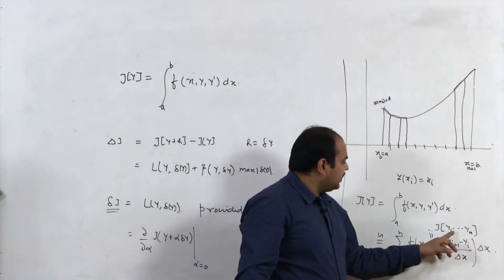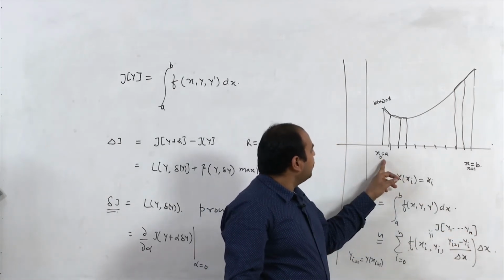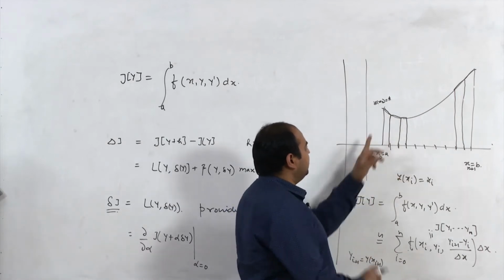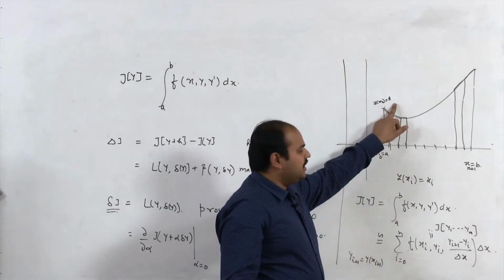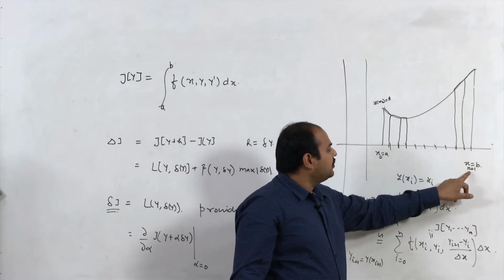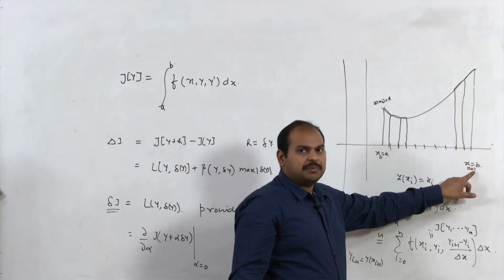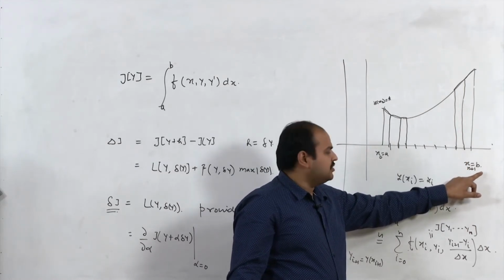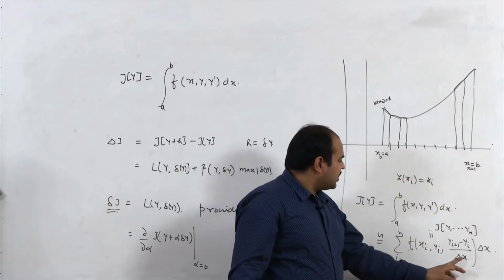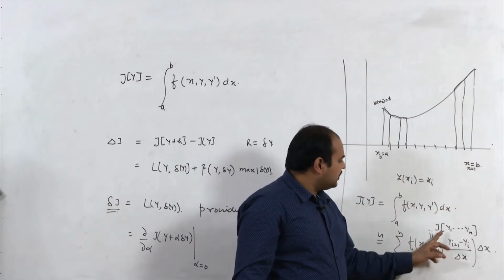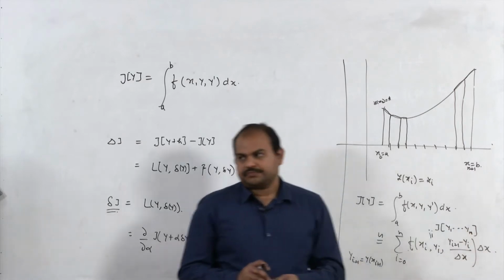Here please recall that y of 0, which is y of x0, is already given as a, and similarly y of x_{n+1}, that is y_{n+1}, is also known, that is b. So it is basically a function of n independent variables, that is y1 to yn.